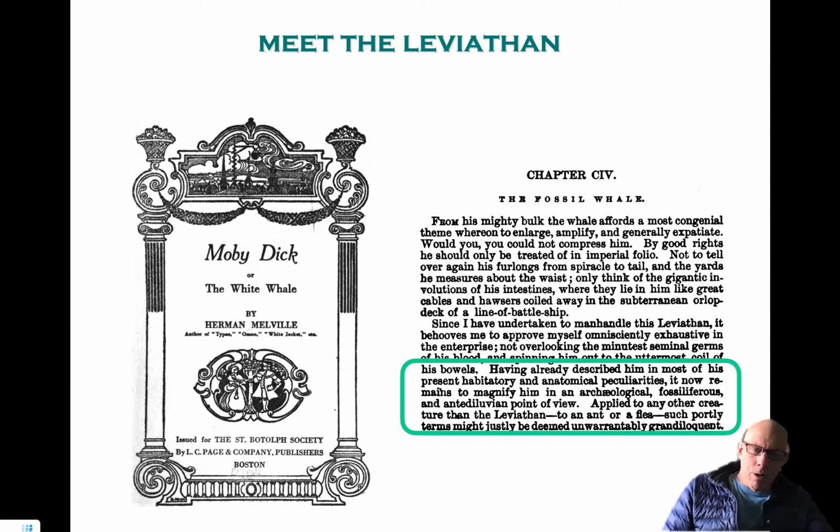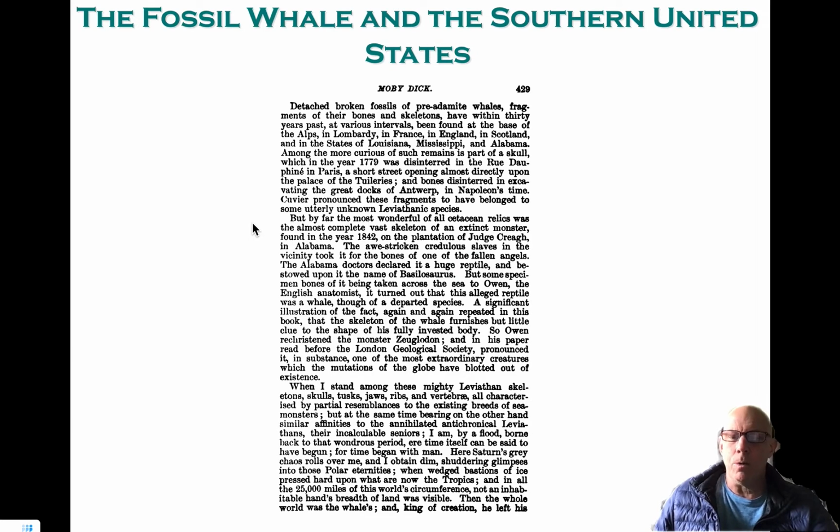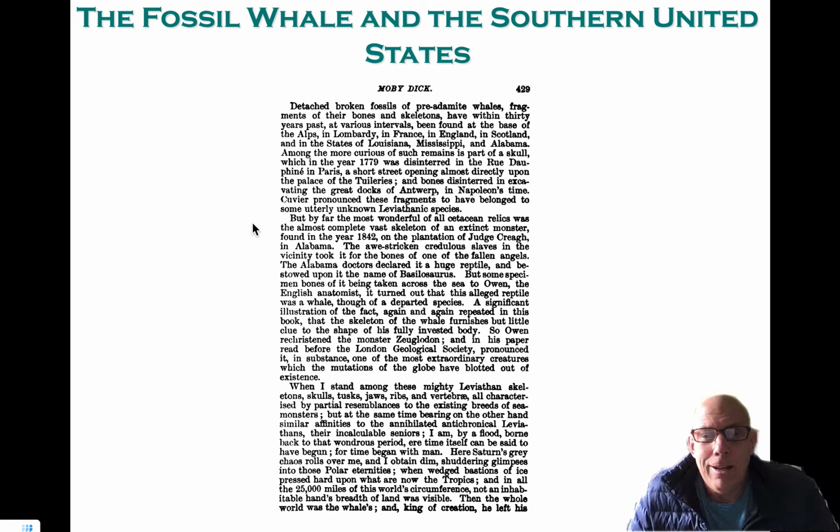So he says, having already described him in most of his present habitatory and anatomical peculiarities, it now remains to magnify him in an archaeological, fossiliferous, and antediluvian point of view. Applied to any other creature than the Leviathan, to an ant or a flea, such portly terms might justly be deemed unwarrantably grandiloquent. It's still pretty grandiloquent even here. Then he starts to tell us about the fossil record.